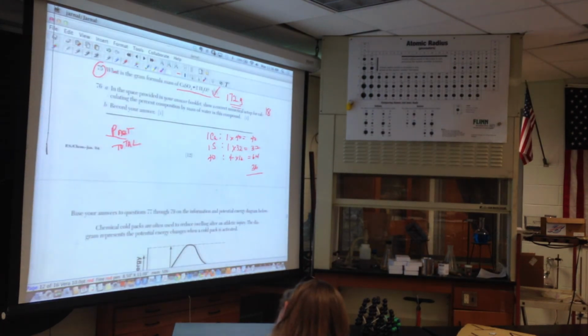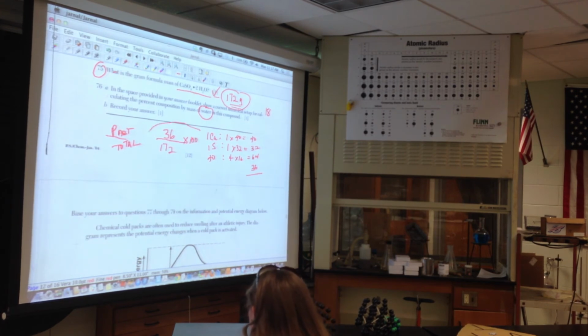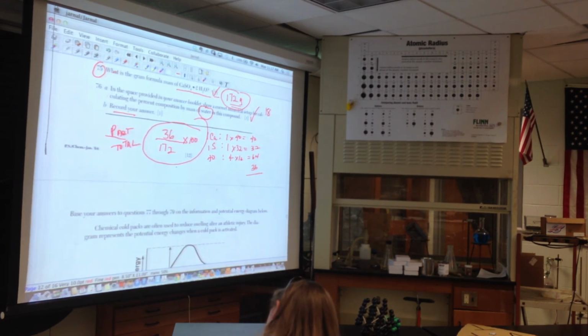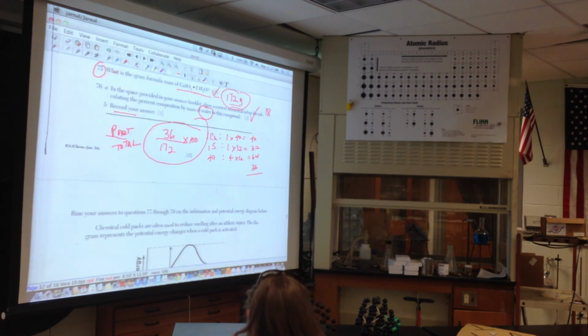So, back to this. Here's the work I need. What are they asking for? Percent by mass of water. So the part is 36, the mass of the water, over the total, 172, times 100, and that gives you a point. They didn't want the answer. One point for the work, right? And they do want the answer for B. So 36 divided by 172 times 100 gives me 21%. 2 points for that.